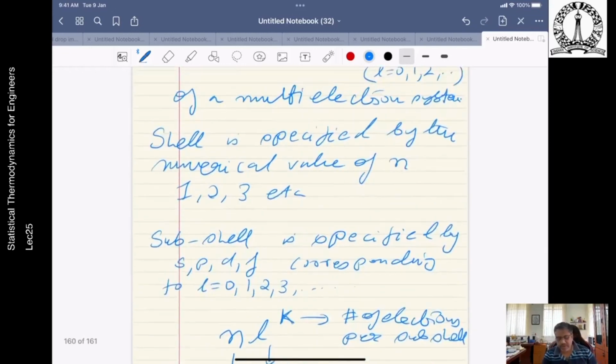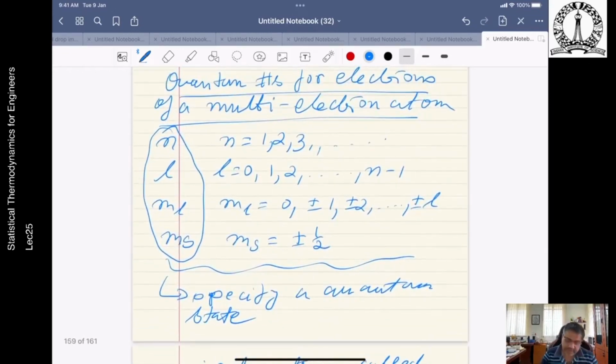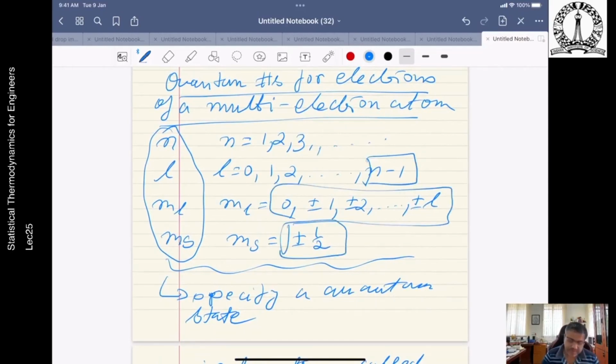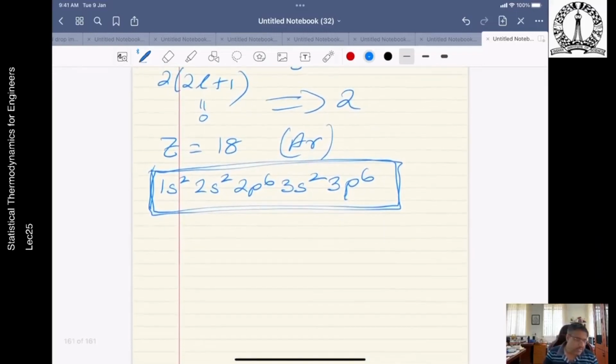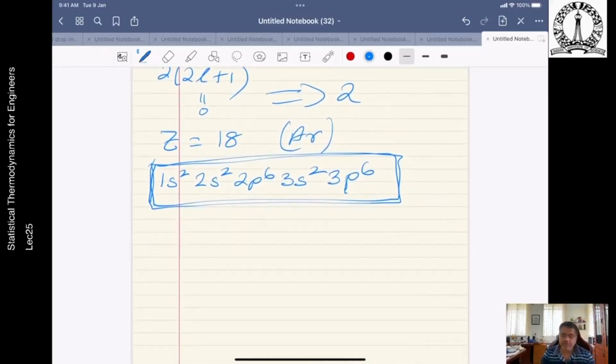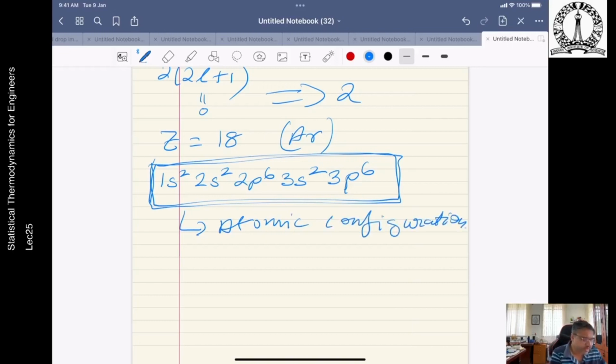So you get a good idea of how these variations arise, because of this, and this, and of course this is still the principal quantum number. So even for a multi-electron system, we can represent the atomic configuration. Atomic configuration can be written in this succinct way, and you can do it for any number of electrons.